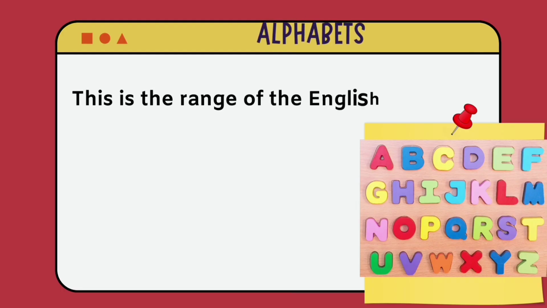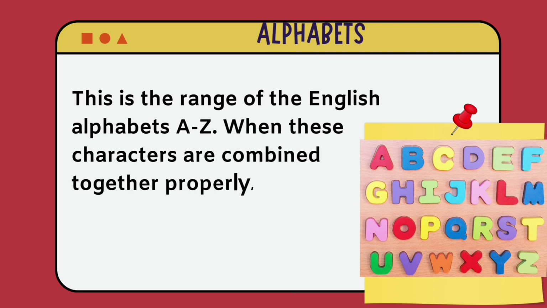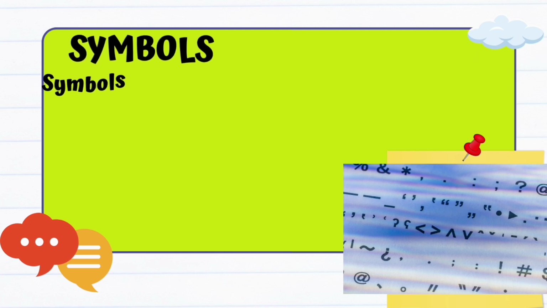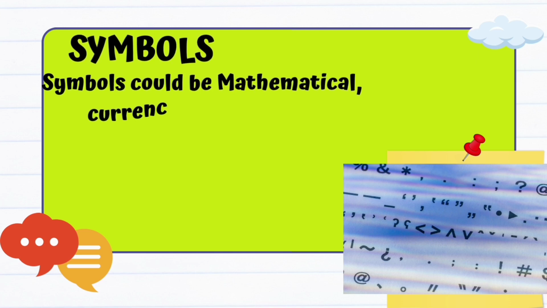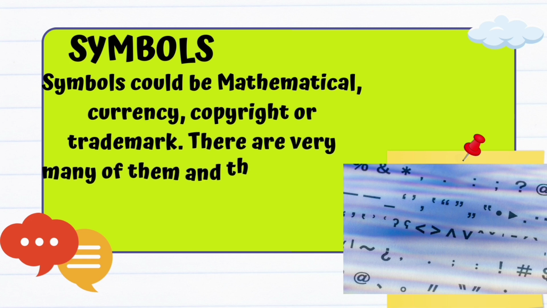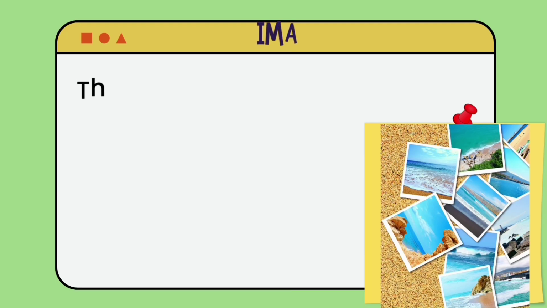We have the alphabet. This is the range of the English alphabet A to Z. When these characters are combined together properly, a sensible document emerges. Now the other one is symbols. Symbols could be mathematical, currency, copyright, or trademark. There are very many of them and they are very important.